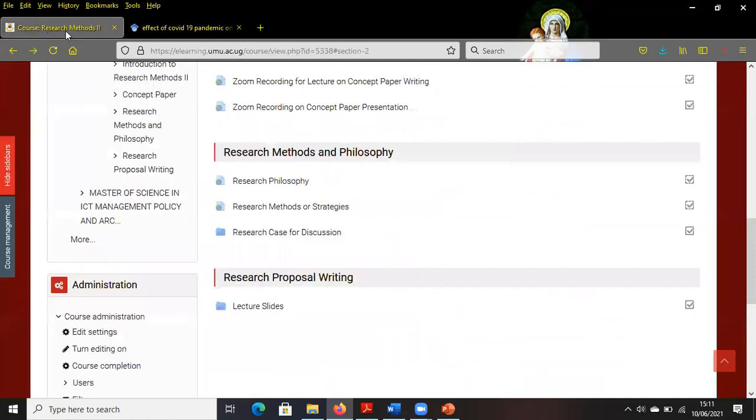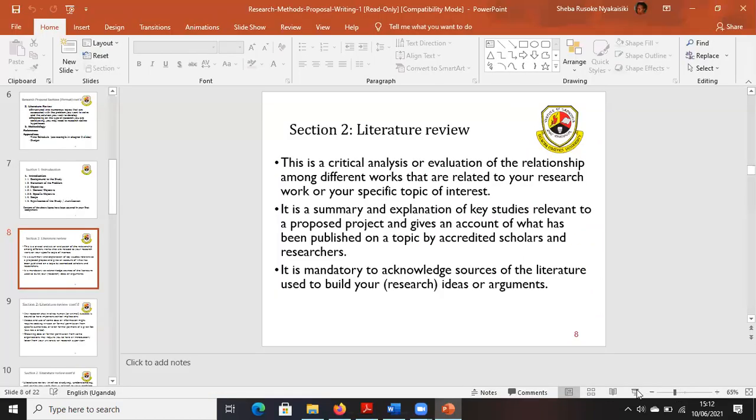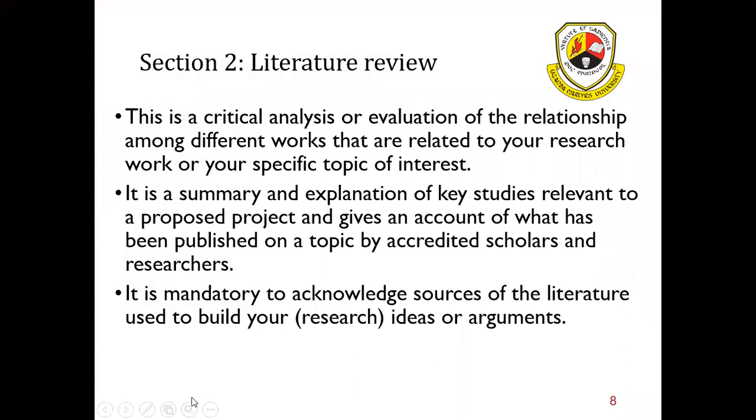You see that? So these are considered to be accredited scholars and researchers that you read and then critically analyze and report back. Okay? Another key point to note, it is mandatory to acknowledge sources of literature. How do we do that? How do we acknowledge sources of literature?